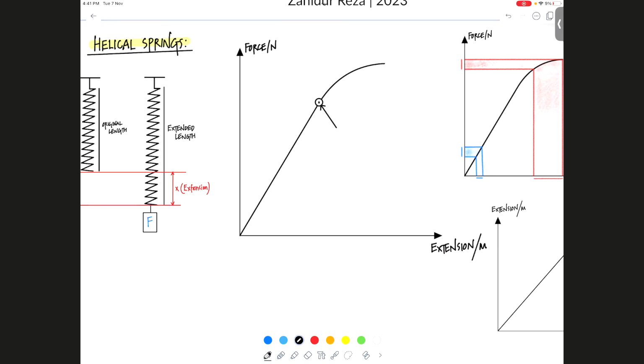The definition of limit of proportionality is that it is the point till which force and extension are directly proportional. Okay. Limit of proportionality.